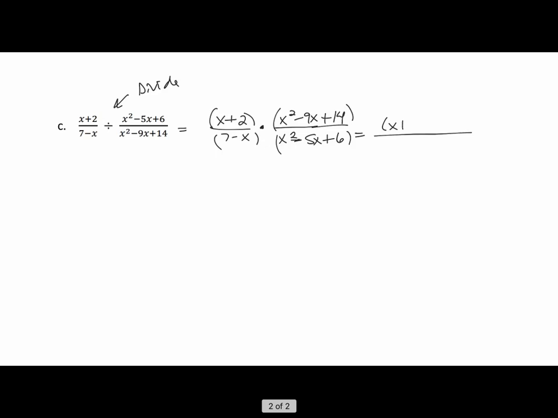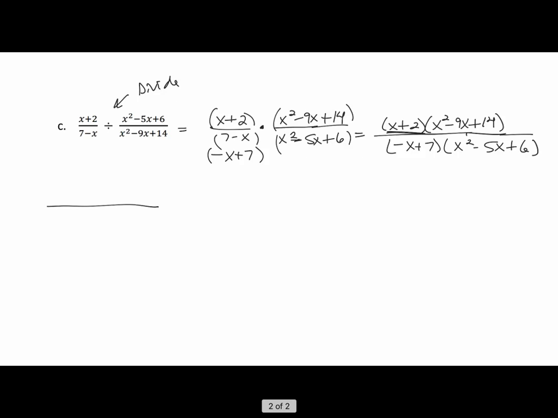So in the numerator, we have an x plus 2 and an x squared minus 9x plus 14 factor. In the denominator, we have a 7 minus x, and I don't like that, so let me just rearrange it first thing. Make that a negative x plus 7 and x squared minus 5x plus 6. I like my polynomials to be in descending order. That just makes it easier to work with. And then our next step is to factor completely the numerator and denominator.